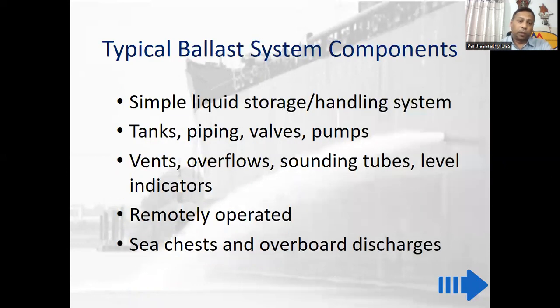The ballast system components consist of some simple liquid storage and handling systems: the tanks, piping system, the vents and overflow system for the ballast, some sounding tables, some sounding pipes, and it is remotely operated. It also has sea chests for the intake of the ballast to the ship's tanks, and some overboard discharges.